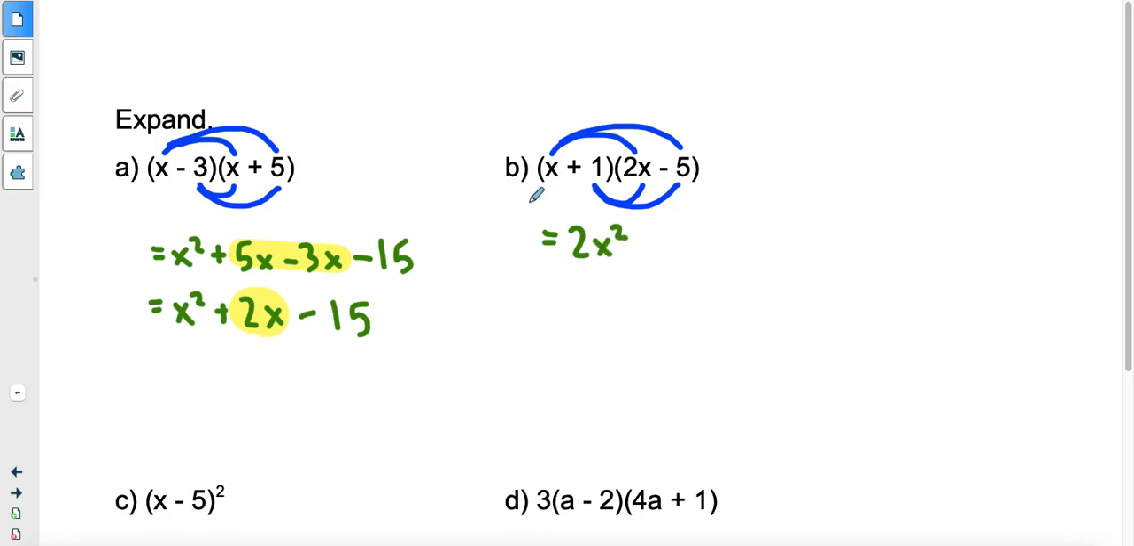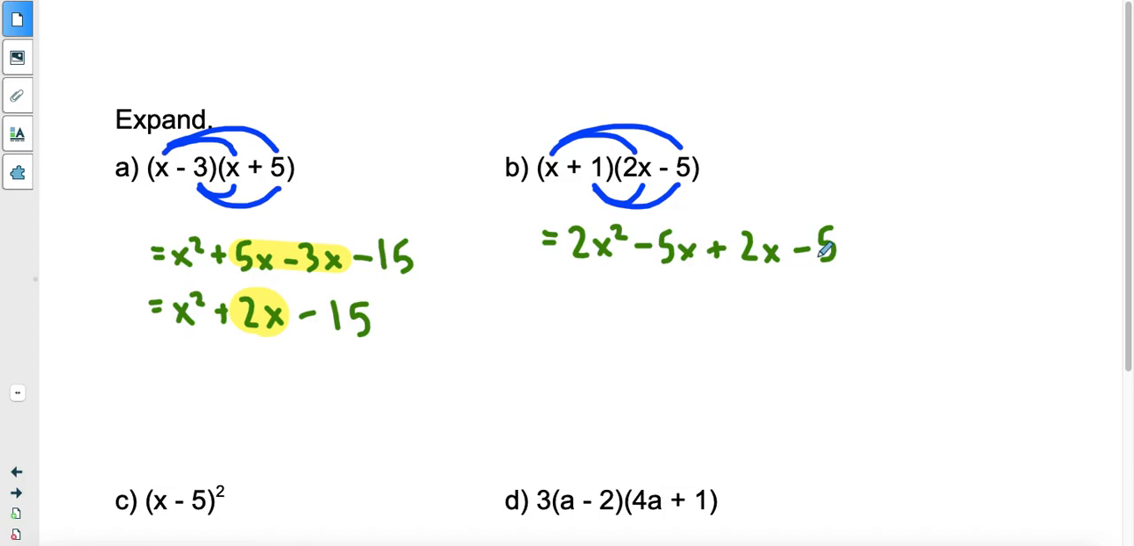Next, we have x times negative 5. x times negative 5 is just negative 5x. Next, we have 1 times 2x. 1 times 2x is just 2x. And last, we have 1 times negative 5. 1 times negative 5 is just negative 5.